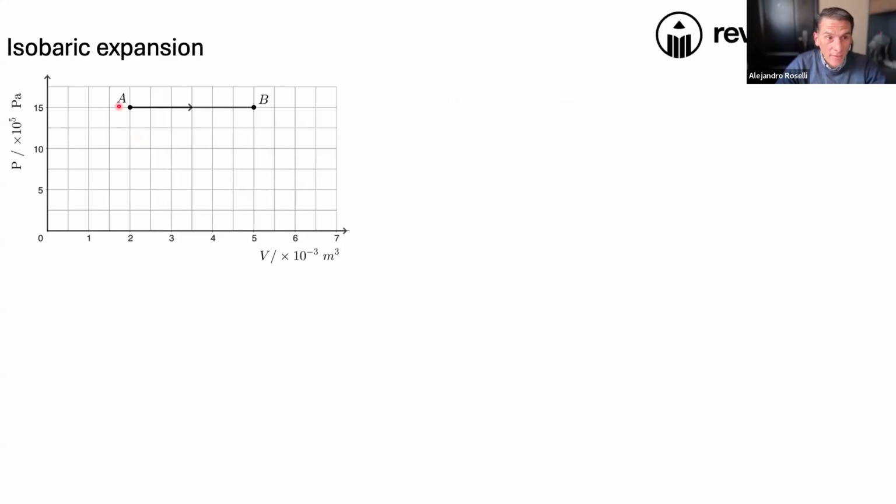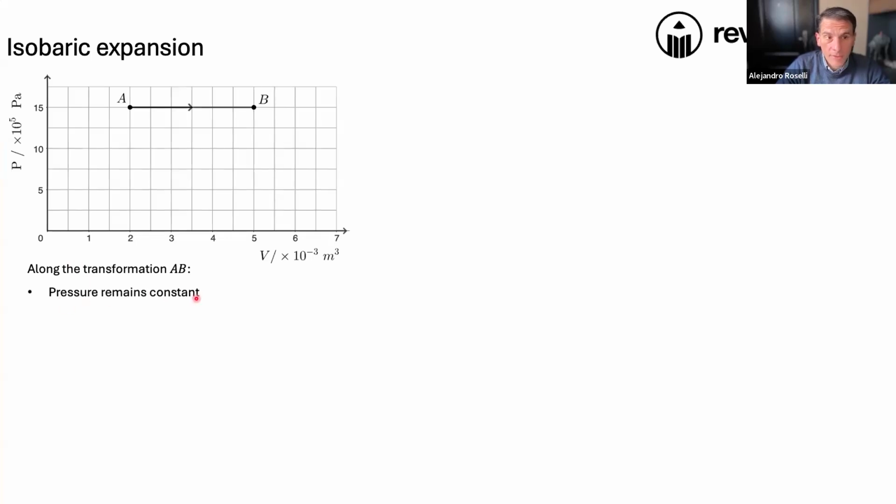We still have an initial situation represented by A. Now I have chosen to move rightwards, no particular reason. That's why it's called an expansion. It's going rightwards. Volume is increasing from A to B at a constant pressure. So along the transformation AB, let's describe what's going on in here.